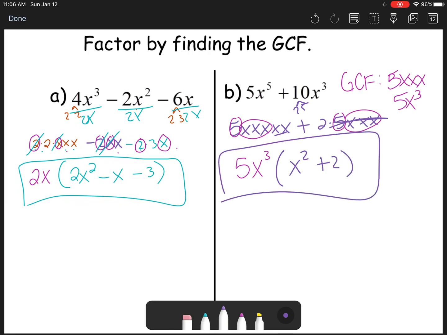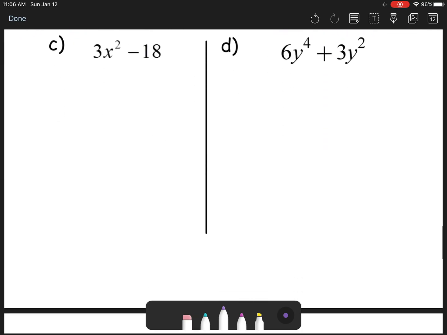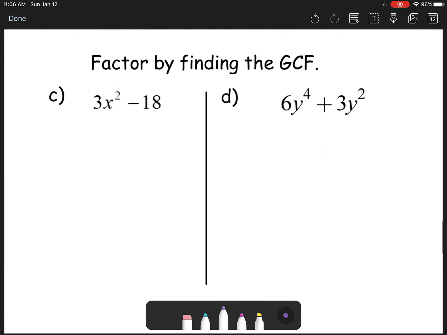So 5x cubed times x squared plus 2 would be our final answer. Let's practice a few more. Again, really good idea to pause the video and see if this is making sense or not. Letter C, 3x squared minus 18.